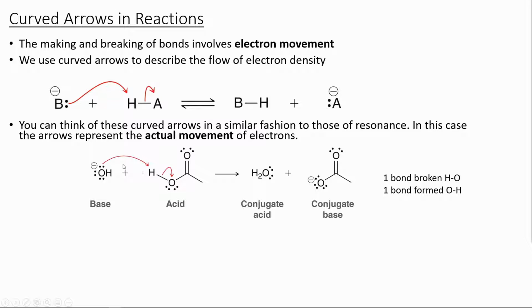Here's another example. We have hydroxide anion. This is a base. And then we have acetic acid as our acid. We're using a lone pair on the hydroxide anion to deprotonate the carboxylic acid. This first arrow is showing a new bond being formed, and the second arrow is showing a bond being broken. This forms water as our conjugate acid, and the acetate anion as our conjugate base.